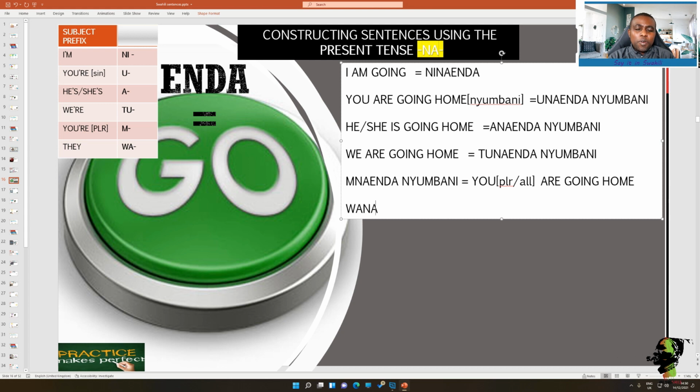I want you to translate it for me. Go ahead. Aha. They are going home. Asante sana. Brilliant. Very good work. So these are different sentences using the modal verb enda, and using different subject prefixes like ni, like u, like a, like tu. Very important in Kiswahili. Very, very important in Kiswahili.